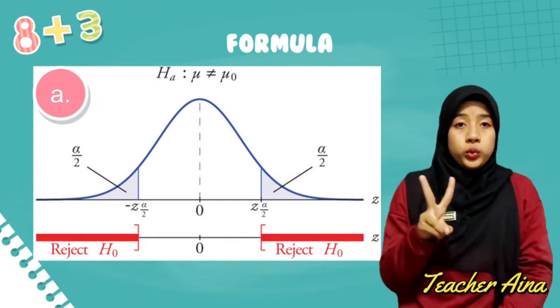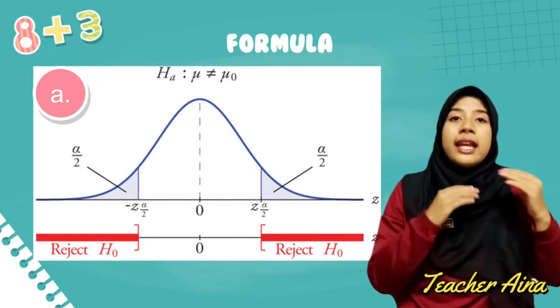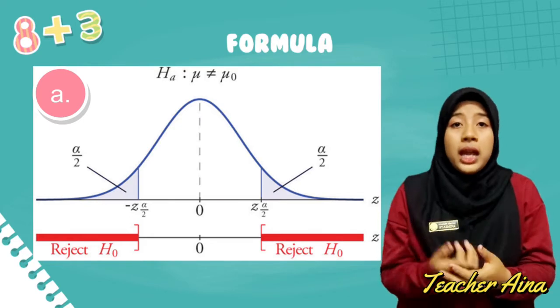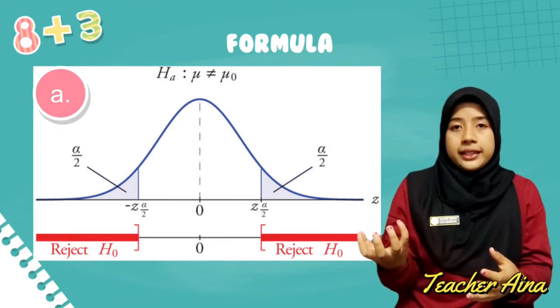For the picture in A, the alternative hypothesis is not equal to the mean. This means that we have a two-tailed test. In the two-tailed test, we need to find the positive and negative regions of alpha over 2, and then we can conclude whether to reject or fail to reject.